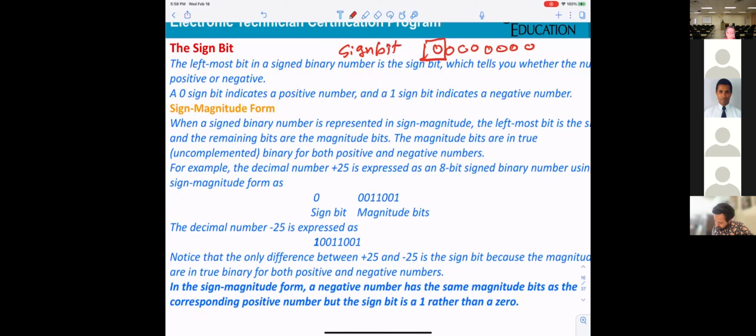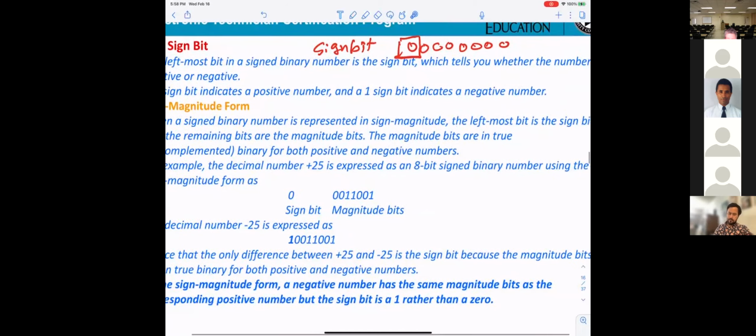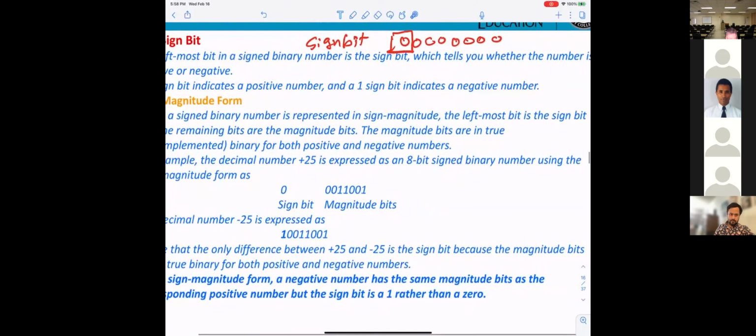When you look at the sign bit, on the left most, then you know the number is positive or negative. They are already telling you here, a 0 sign bit indicates positive, 1 means negative. When a signed binary number is represented in sign magnitude, the leftmost bit is the sign bit.